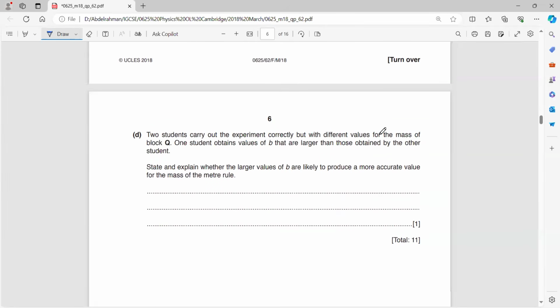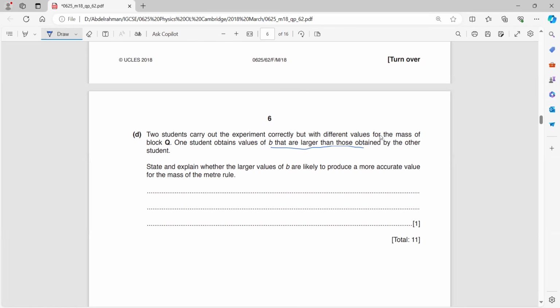Two students carry out the experiment correctly, but with different values for the mass of block Q. One student obtains values of B that are larger than those obtained by the other student. State and explain whether the larger values of B are likely to produce a more accurate value for the mass of the meter ruler. If I have a larger range of values, would that be more accurate or less accurate? Again, this is one of the very famous questions. This question is actually repeated a lot in paper 6.